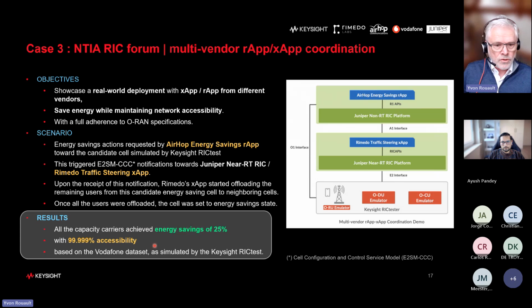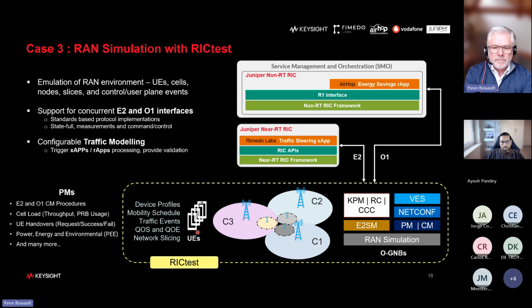And we wanted to measure as well that by doing that, or while we're doing that, we keep the accessibility and the performance of the network at the top level. And actually, we achieved pretty much no impact on the end customer, like 99.999 accessibility. Okay, so the way it looks is the following.